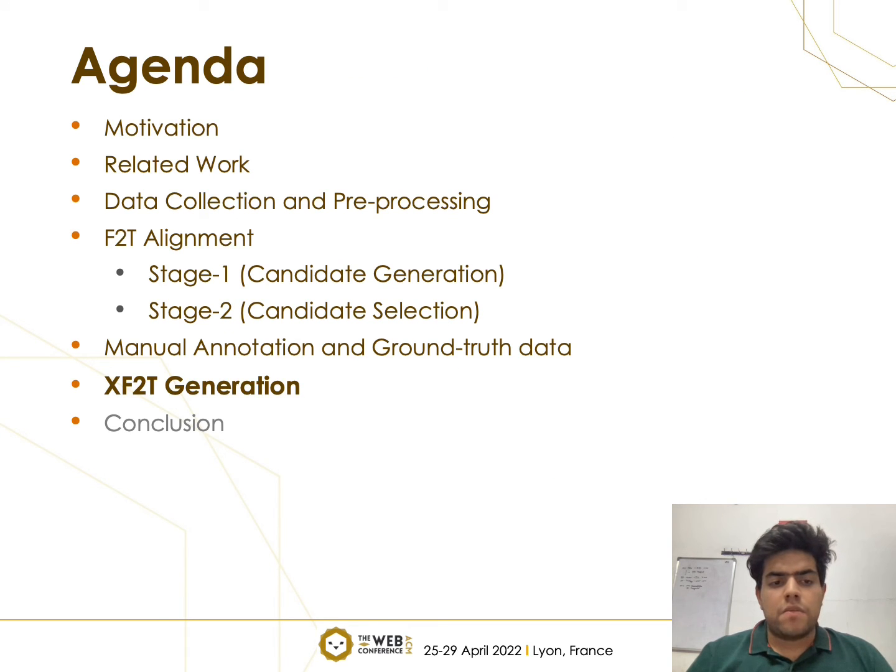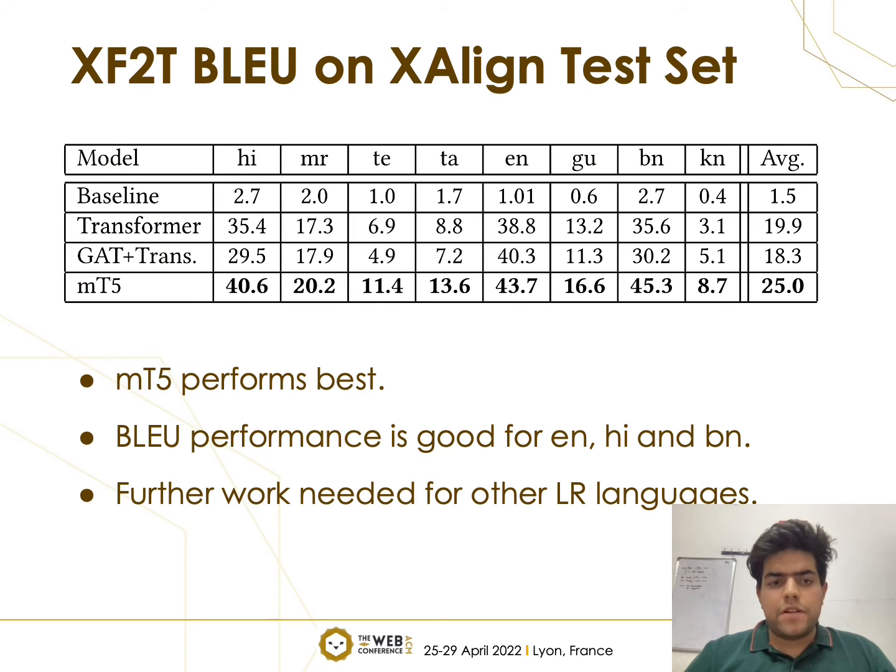Next, we finally talk about the cross-lingual fact-to-text generation. This table shows the results that we received from various text generation baselines that we tried. We tried a simple baseline where we compared just the fact translated in the given language. Next, we tried a simple transformer model on the given fact. Later on, we tried a graph attention network along with a transformer, and finally the best performing baseline that we were able to achieve was an MT5 model.